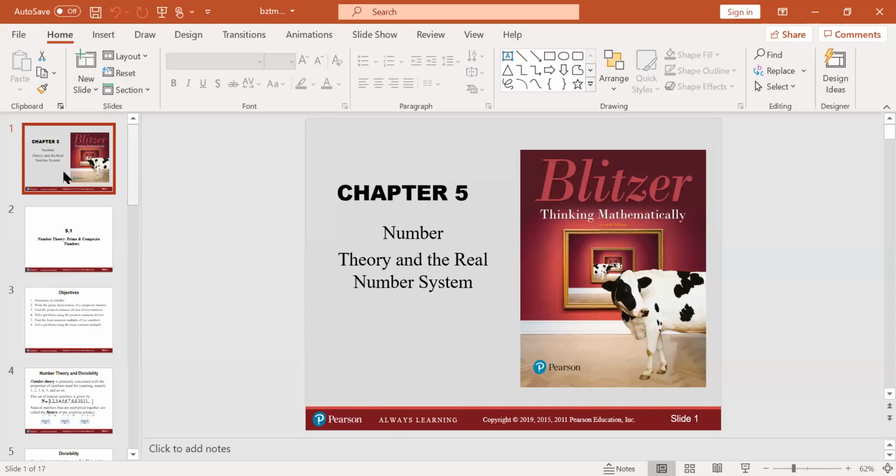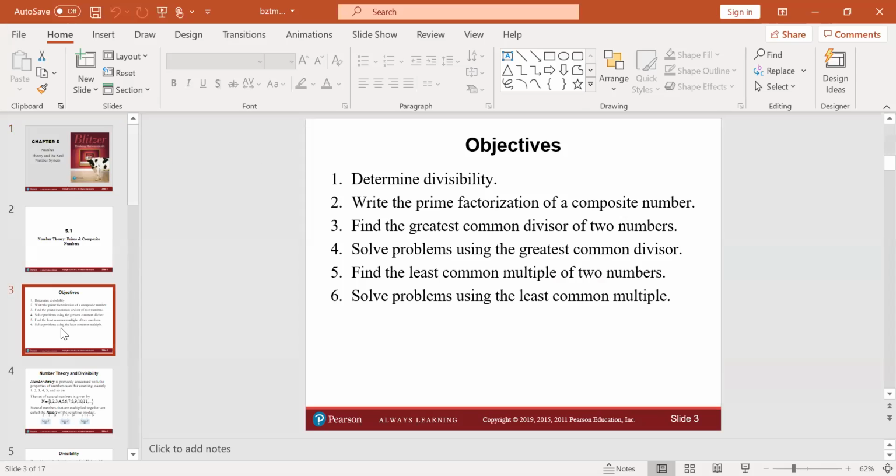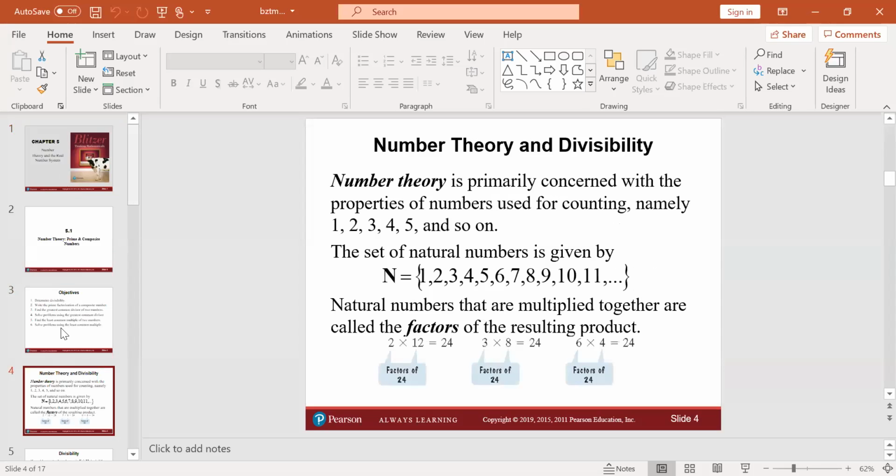So we start by talking about number theory and the real number system. What exactly is that? Well, we start by defining certain types of numbers. We differentiate between different kinds of numbers. So number theory is concerned with the properties of numbers, sometimes just the numbers used for counting.